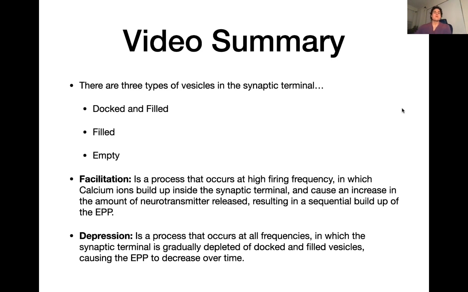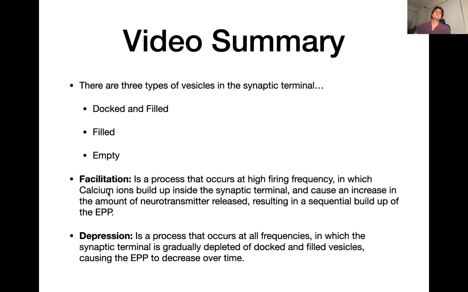So now let's summarize this video. In this video, we talked about the 3 types of vesicles in the synaptic terminal. The docked and filled vesicles are close to the active zones, and they are the most readily released. The filled vesicles are filled with neurotransmitters but not docked, so they're harder to release. And the empty vesicles have no neurotransmitter in them.